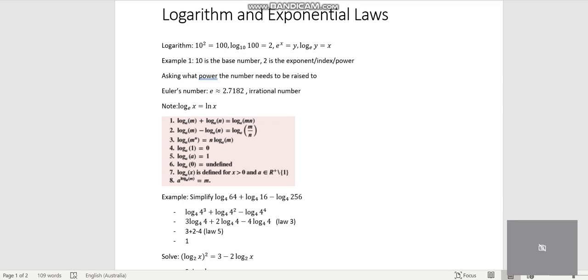So what is this number e? It's around 2.7182. It's an irrational number. That means it's a number that cannot be expressed as a ratio of two integers, such as the square root of 2. You can't express it as a fraction because the decimals don't terminate. And also when you see the form ln of x, that is the natural log of x. So ln of x is the same as log e of x.